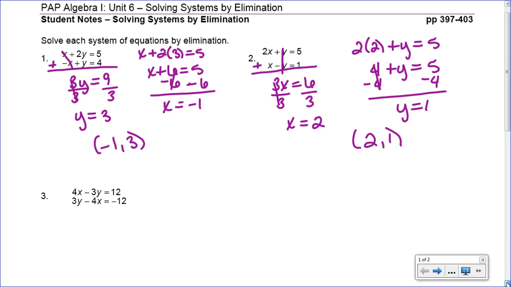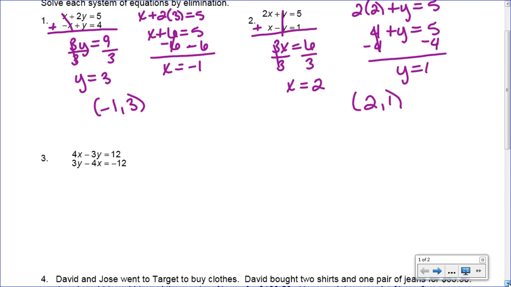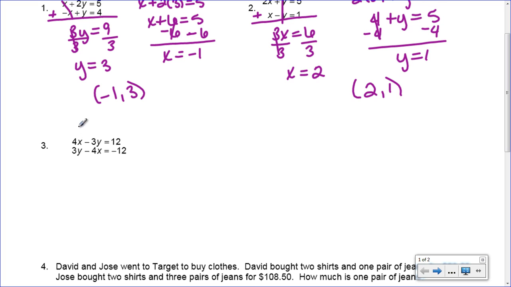Now, example number 3 is very similar, but if you pay attention to how it is set up, my stuff isn't lined up. I have 4x over 3y, and then I have negative 3y over negative 4x, and nothing lines up. So the first thing I'm going to do is line everything up. So I'm going to rewrite this.